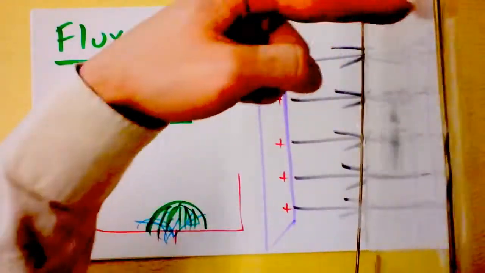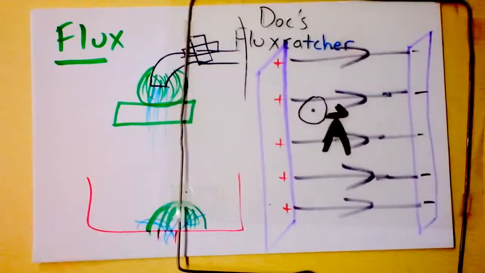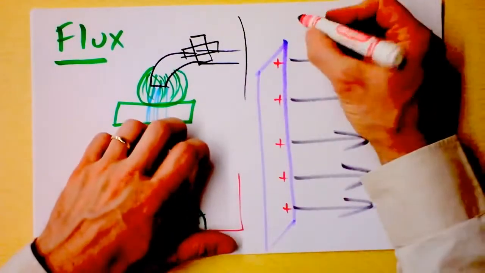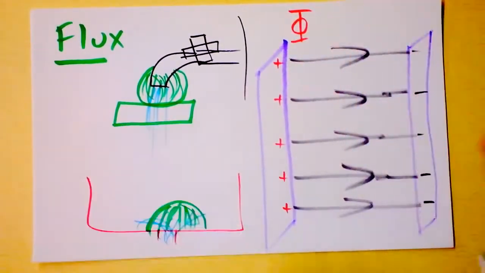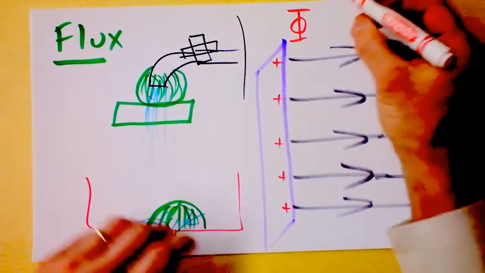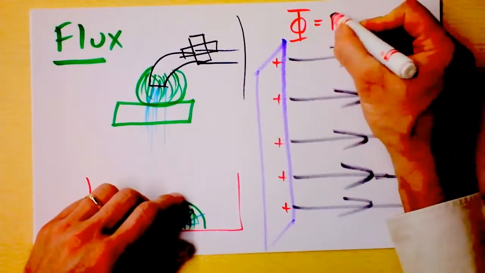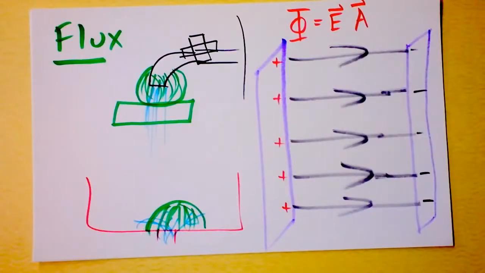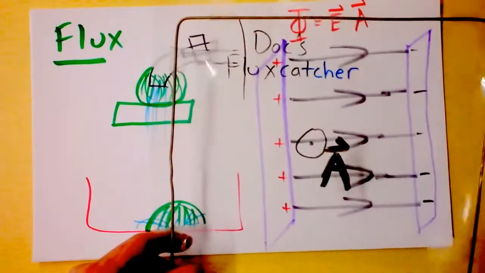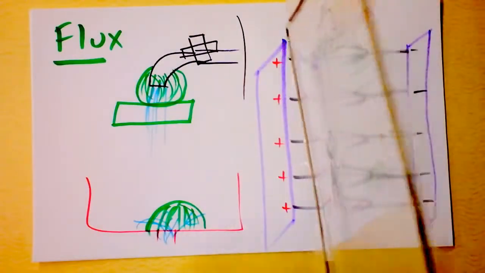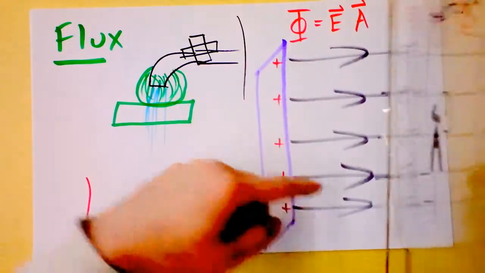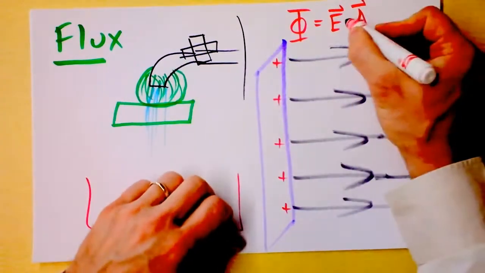So the flux catcher catches maximum flux here, and the flux catcher catches no flux right here. So flux is going to be represented by the capital Greek letter phi, and we'll say that it is electric field times area, but we have to figure out whether we want a dot product or a cross product. Are we thinking there's a sine here or a cosine? We do want a cosine because we want the area, which is to the right now, to be parallel to the electric field, which is to the right now. And so we have a dot product.